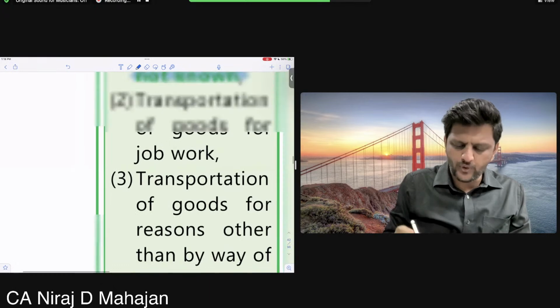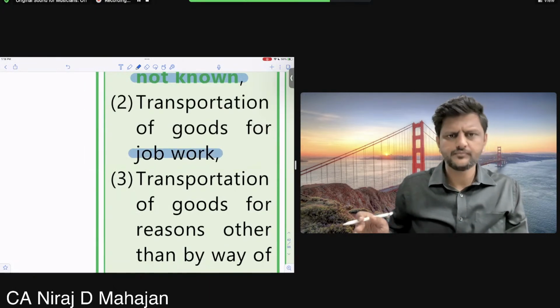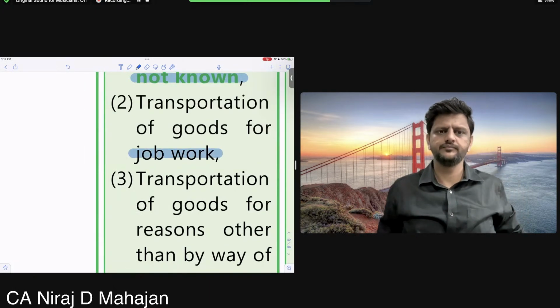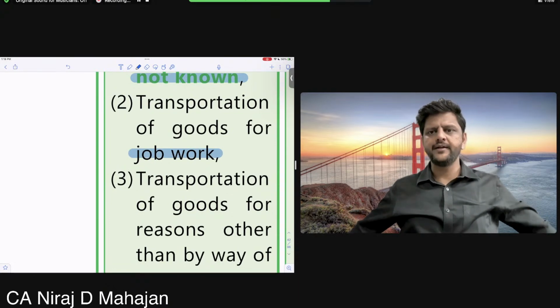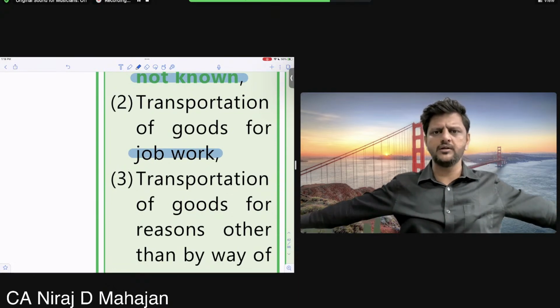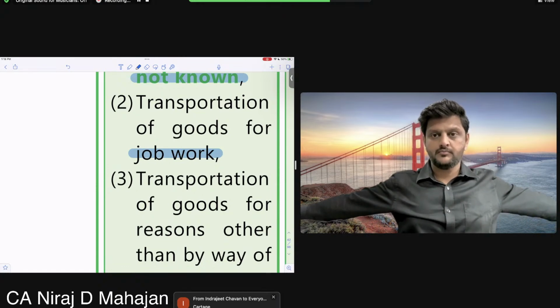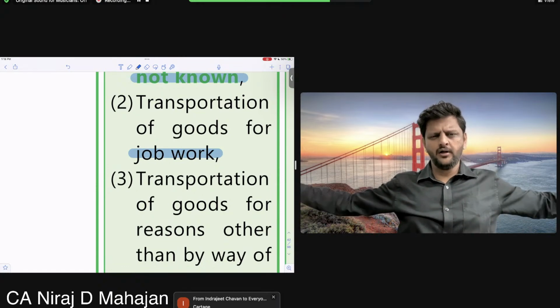transportation of goods for job work, what does it mean? Is it a supply? Is it a sale? Job work means what? Denting, painting, any kind of chemicals, testing, cartage.